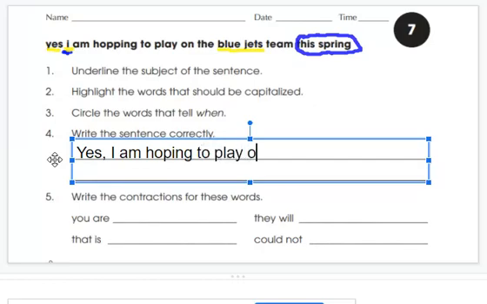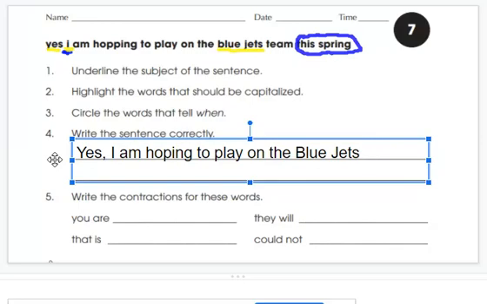So now if we read until there's another correction, we would say to play on the. So now we need another correction. And Blue Jets is a proper noun, so make sure we capitalize our proper nouns. So we're going to do capital Blue and capital Jets.